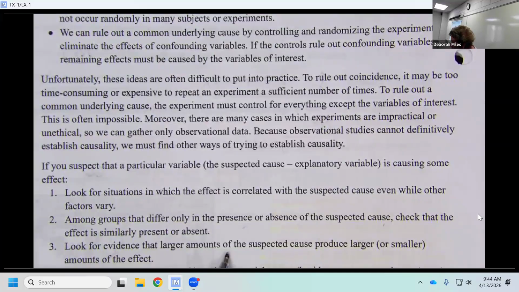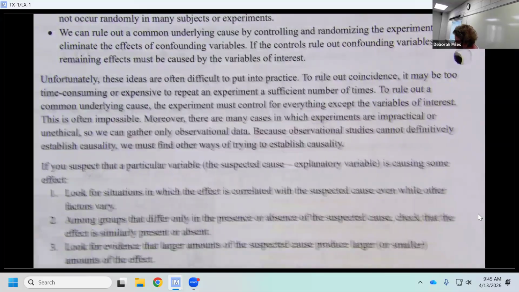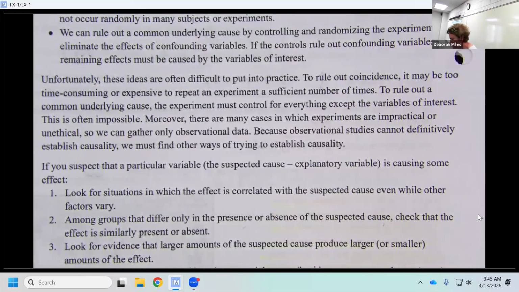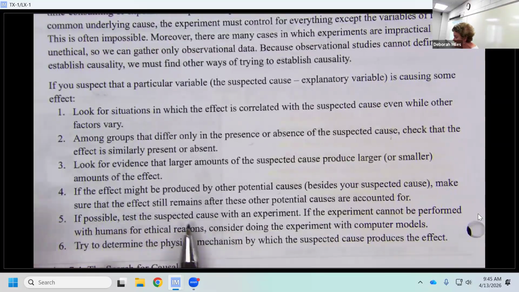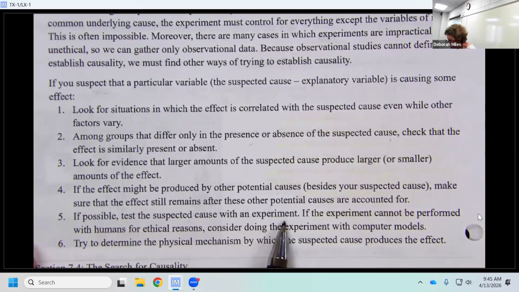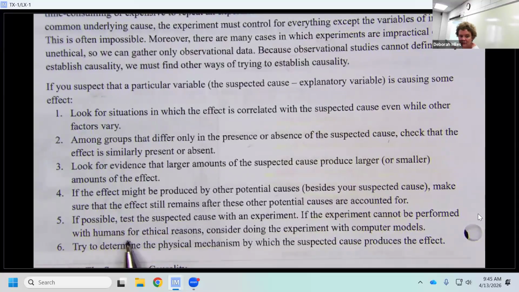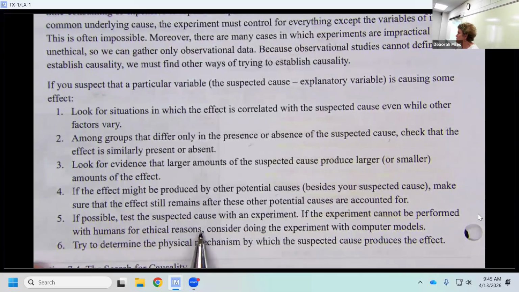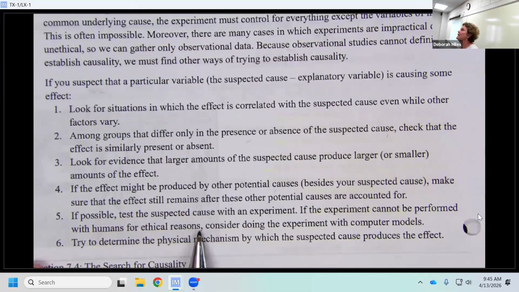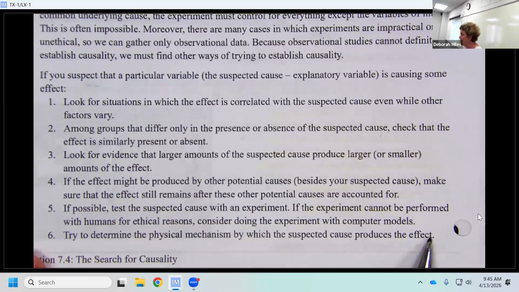Look for evidence that larger amounts of the suspected cause produce larger amounts or smaller amounts of the effect. If the effect may be produced by other potential causes, make sure the effect still remains after these potential causes are accounted for. If possible, test the suspected cause with an experiment. If the experiment cannot be performed with humans for ethical reasons, and you don't want to use lab rats, then try to come up with a computer simulation. Try to determine the physical mechanism by which the suspected cause produces the effect.